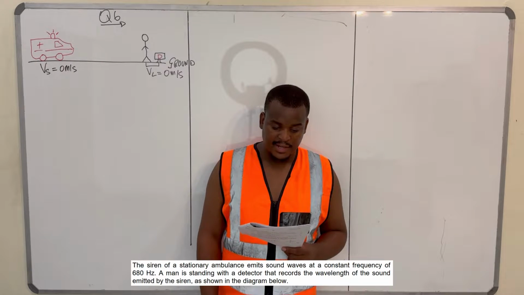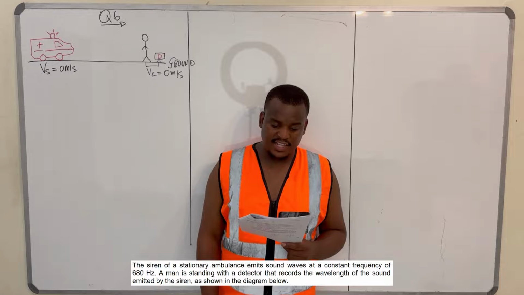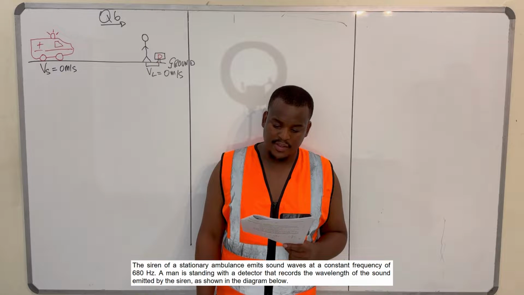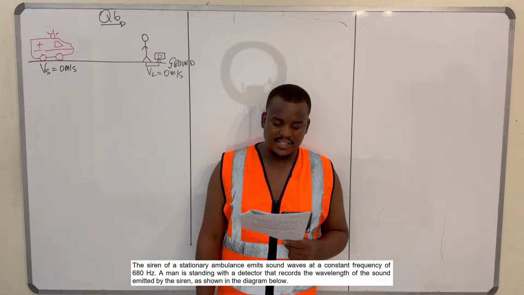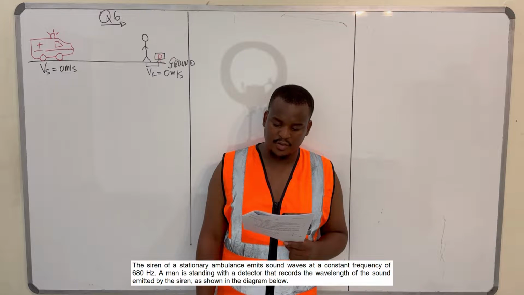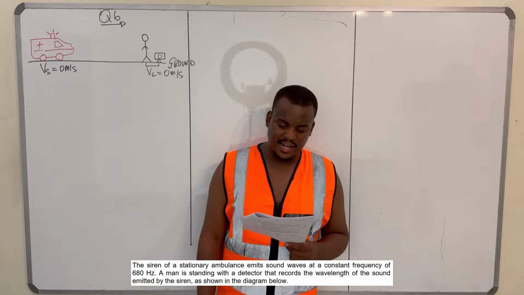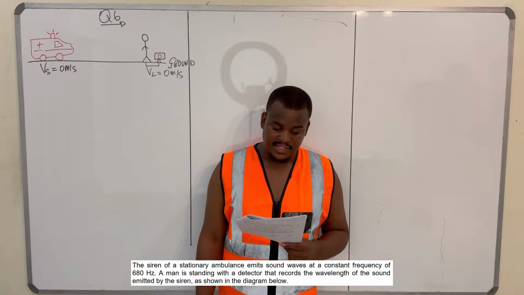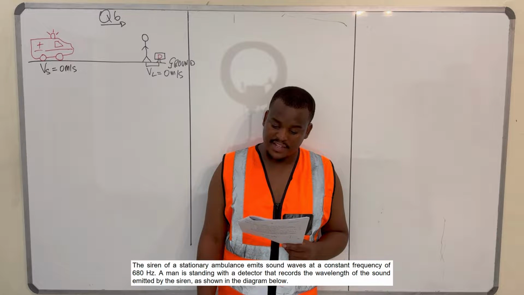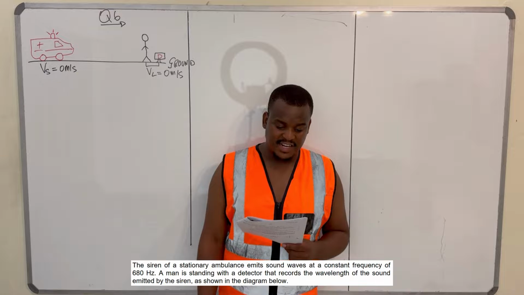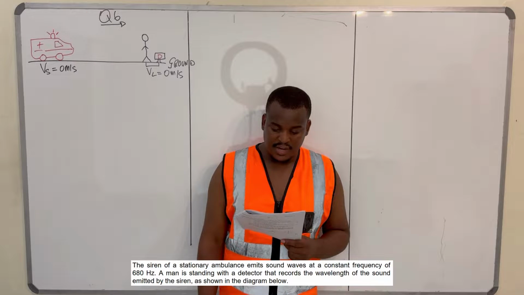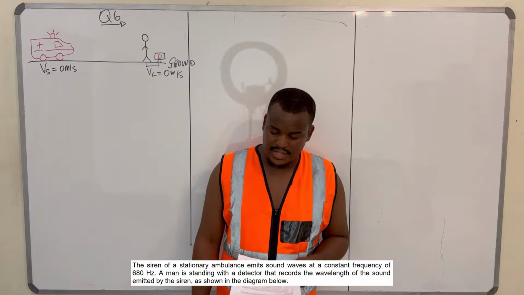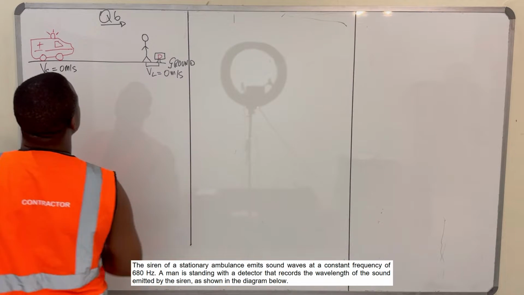So let's go. They're saying the siren of a stationary ambulance emits sound waves at a constant frequency of 680 Hz. A man standing with a detector records the wavelengths of sound waves emitted by the siren as shown in the diagram below. So I've tried to draw this diagram.